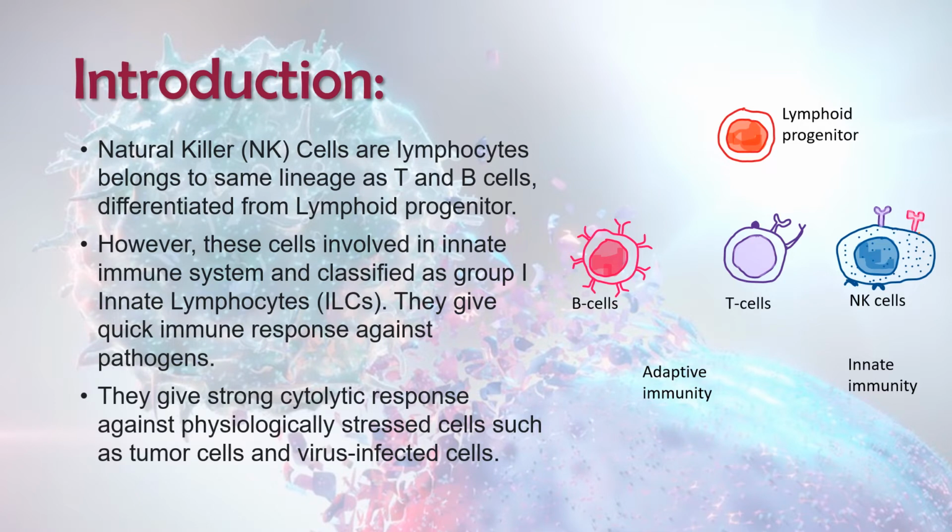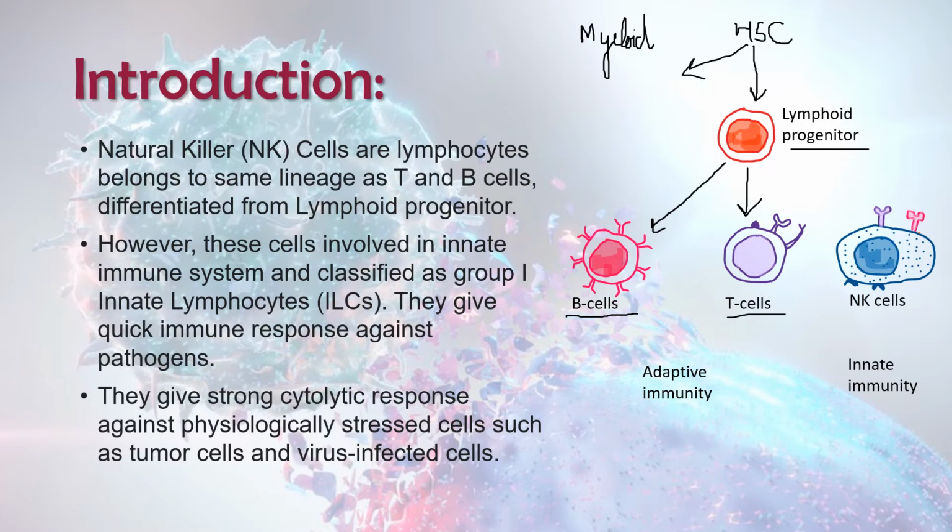Natural killer cells are lymphocytes belonging to the same lineage as T and B cells and differentiated from lymphoid progenitor cells. We know that hematopoietic stem cells differentiate into two types of progenitor. The first one is myeloid and the next one is lymphoid progenitor cells. From the lymphoid progenitor cells, three types of cell lineages are formed. The first one is B cells or B lymphocytes. The second one is T cells or T lymphocytes, and the third one is NK cells or natural killer cells.